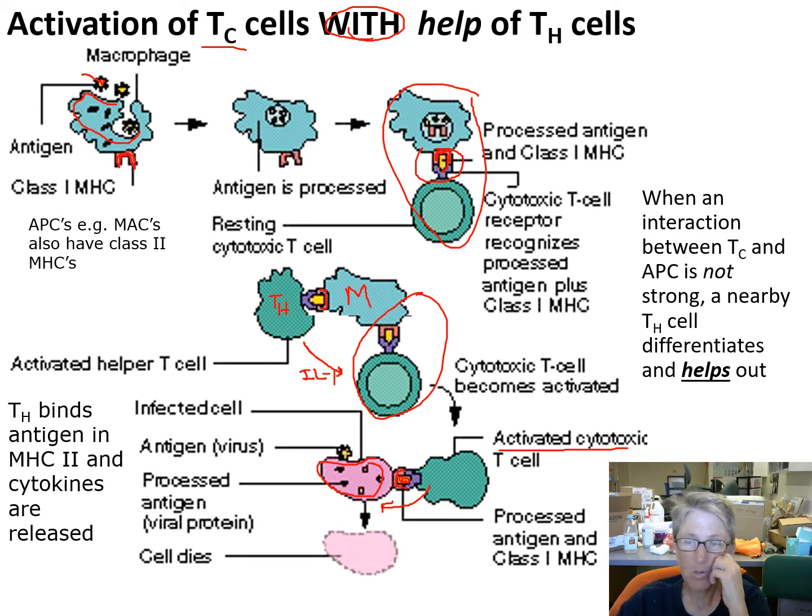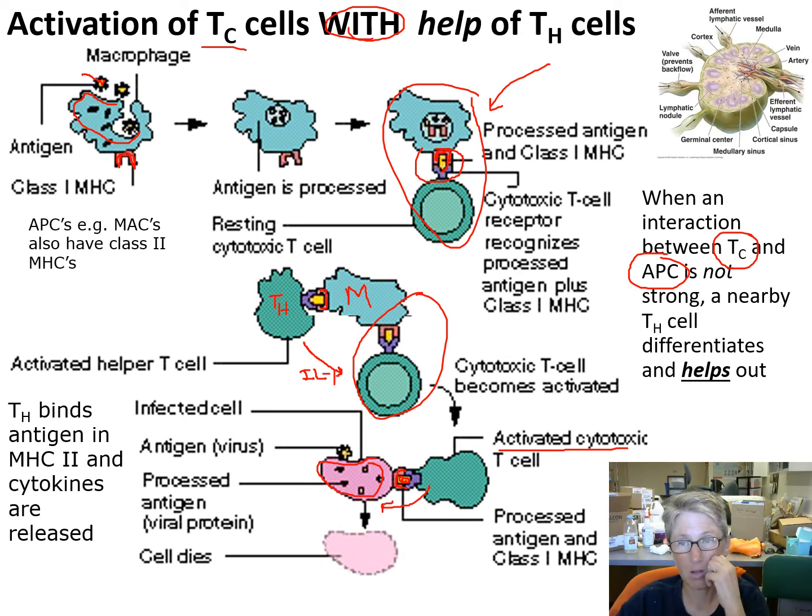So when an interaction between a cytotoxic T cell and an antigen presenting cell is not strong, like we saw here, the helper T cell can help out by secreting cytokines and fully activating the cytotoxic T cell. And again, all of this is happening here in these germinal centers in the lymph node.